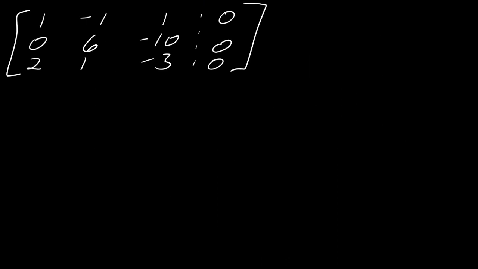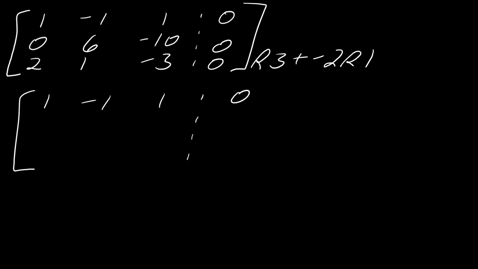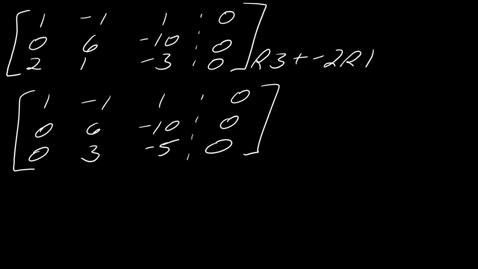Okay, so now I need to get this to be a 0. So I'm going to take row 3 plus -2 times row 1. Top row is not going to change. Middle row also not going to change. This is going to be a 0. This will be a 3, -5 and 0. Okay, moving on down the line.